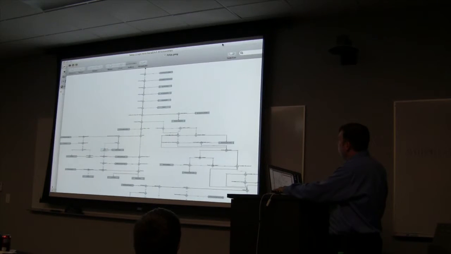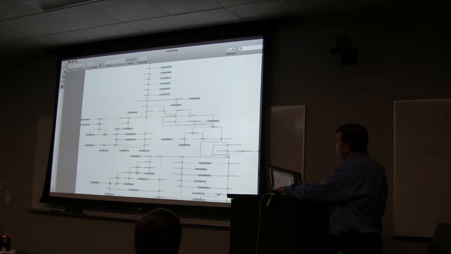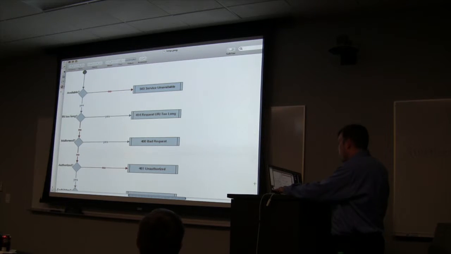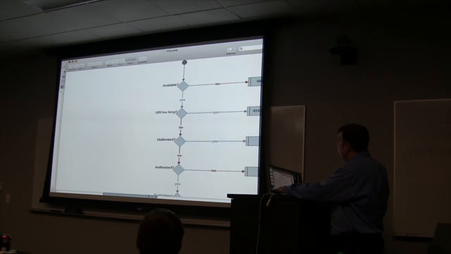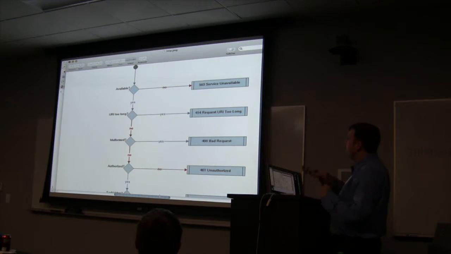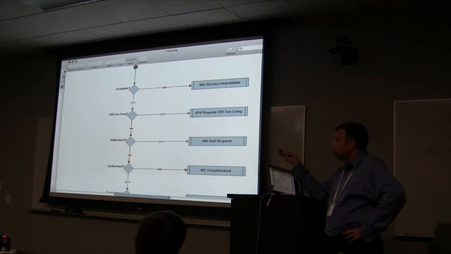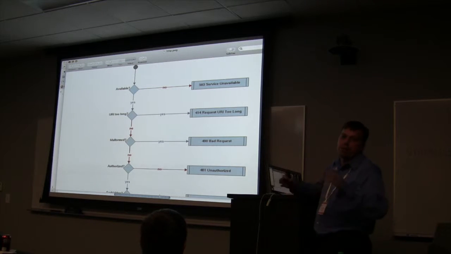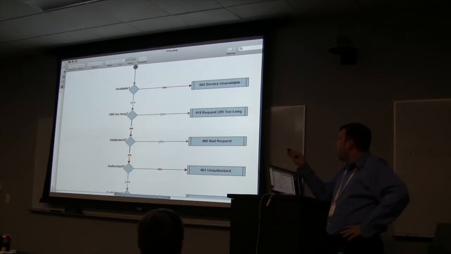All right, so if I pull it over here and I zoom in a lot, and I scroll over. Okay, very first thing, a request comes in. Is it available? Yes or no? If it's a no, 503, service unavailable. If it is available, is the URI too long? Are they trying to send too much information? Perhaps you've got a restriction on the amount of data that can be sent. If it's too long, 414, request URI too long. If it's not, is it malformed? Is it authorized? Yada, yada, yada.